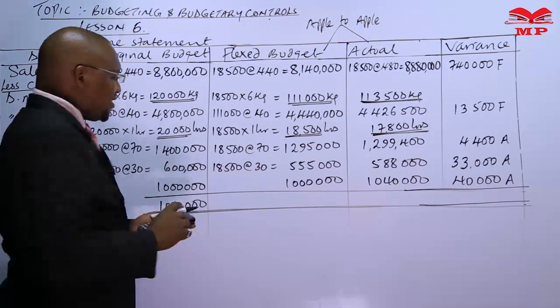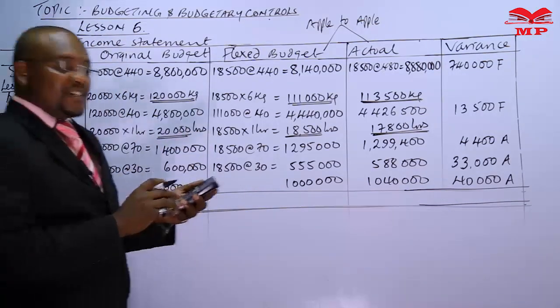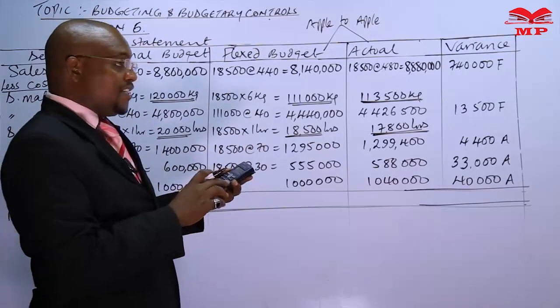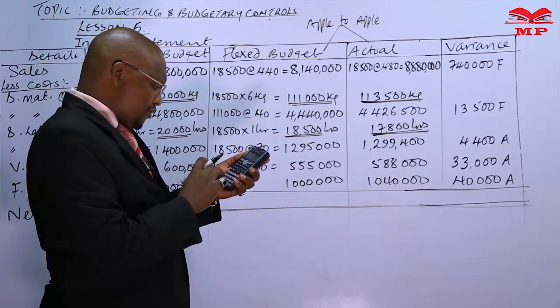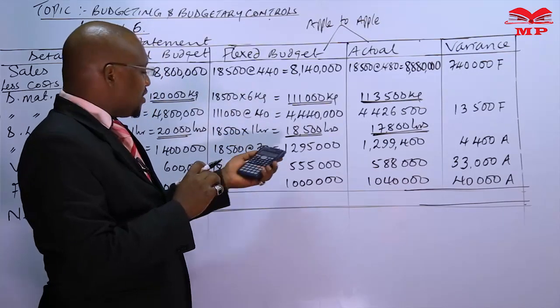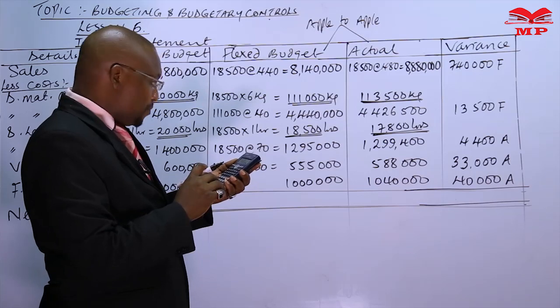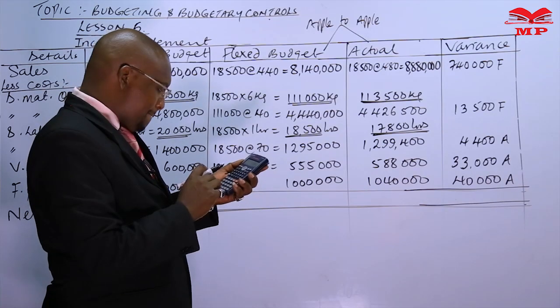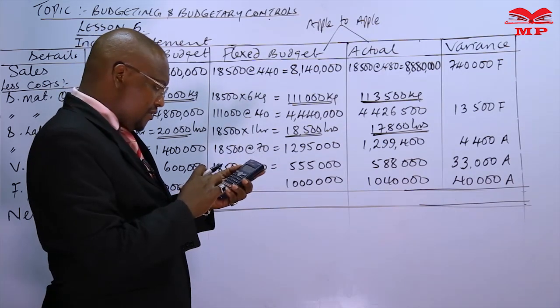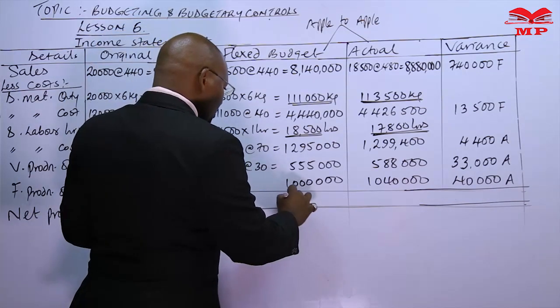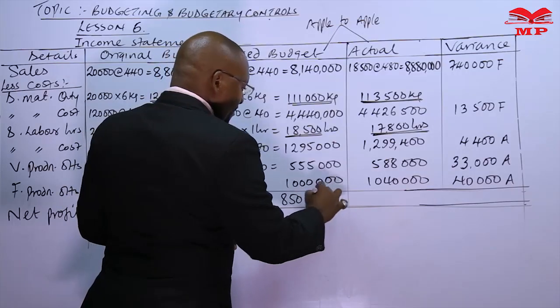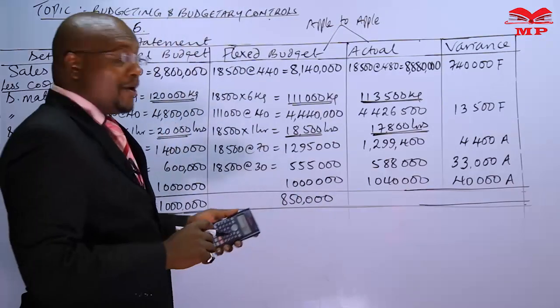to realize. But the flexible budget for the level of production of 18,500, 8140, you subtract 440. You subtract 1295. You subtract 555, and there is 1 million. This is giving us 850,000. That is what we have realized, or we are to realize.